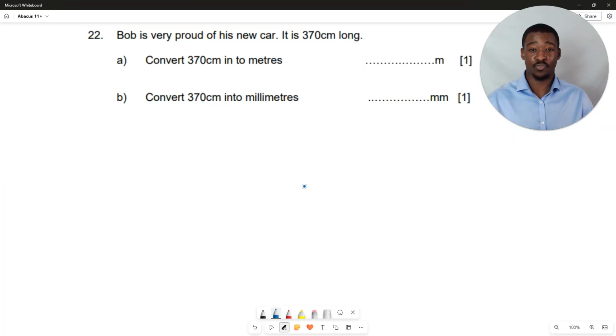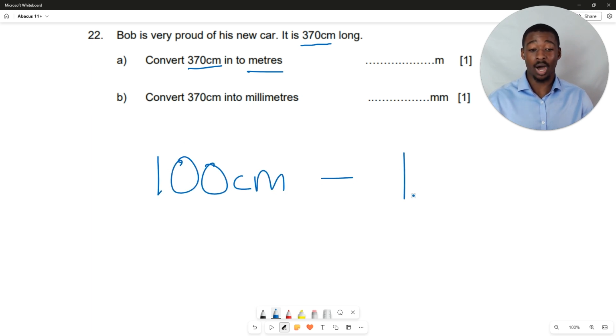So here we have some conversion questions. Bob is very proud of his new car. Well done, Bob. It is 370 centimeters long. Convert 370 centimeters into meters. So we need to know the conversion. We know 100 centimeters is 1 meter, and therefore we divide this 370 by 100.